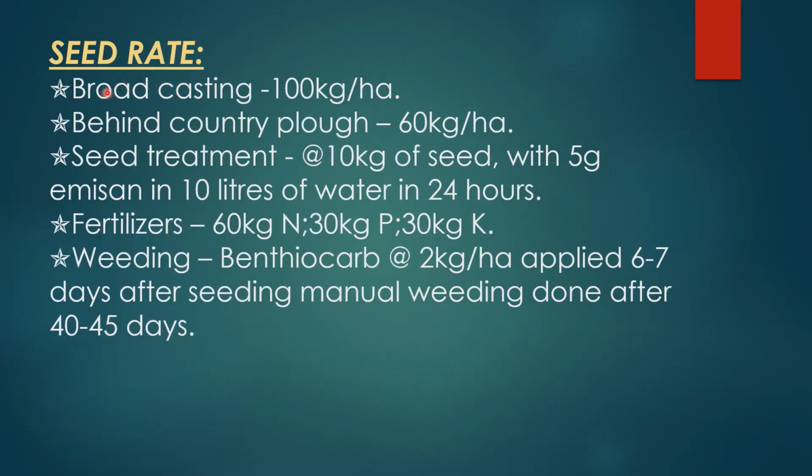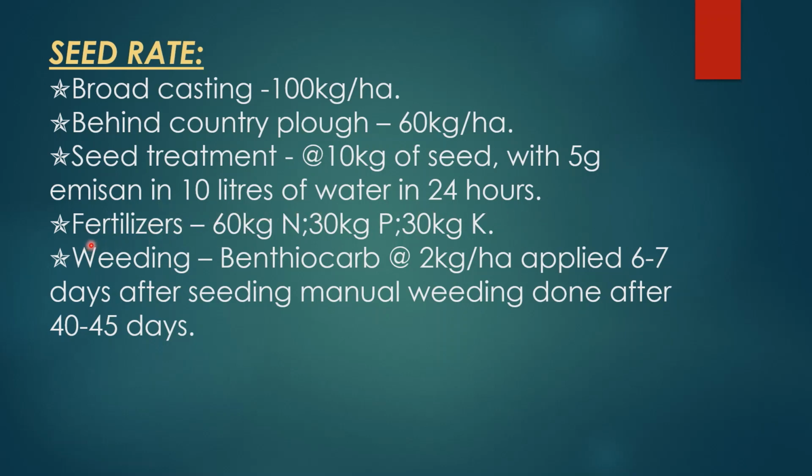In the dryland cultivation, we see the seed rate. In the broadcasting method, we require 100 kg per hectare. For sowing behind the country plow, it requires 60 kg per hectare. For the seed treatment, we have to take 10 kg seed with 5 grams of Imidacloprid in 10 liters of water for 24 hours.